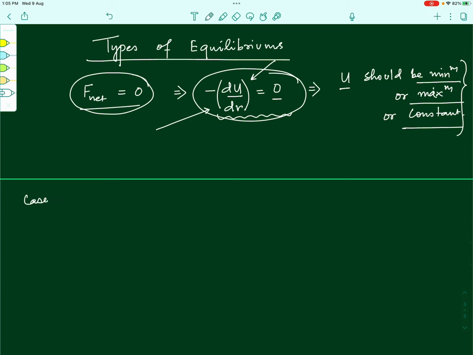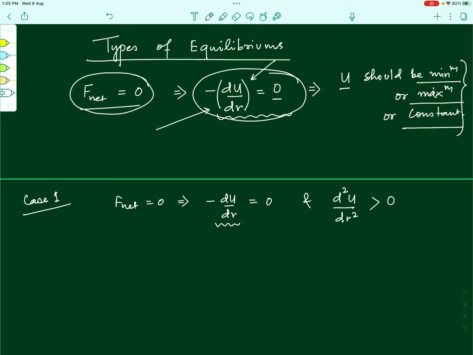So, case 1. Okay, let us say we have the case where the net force is 0, which means that minus of du by dr is 0. But when we differentiate this u function, the potential energy function, once again we get it to be positive, and d2u by dr squared, the double derivative of the potential energy function, comes out to be greater than 0.